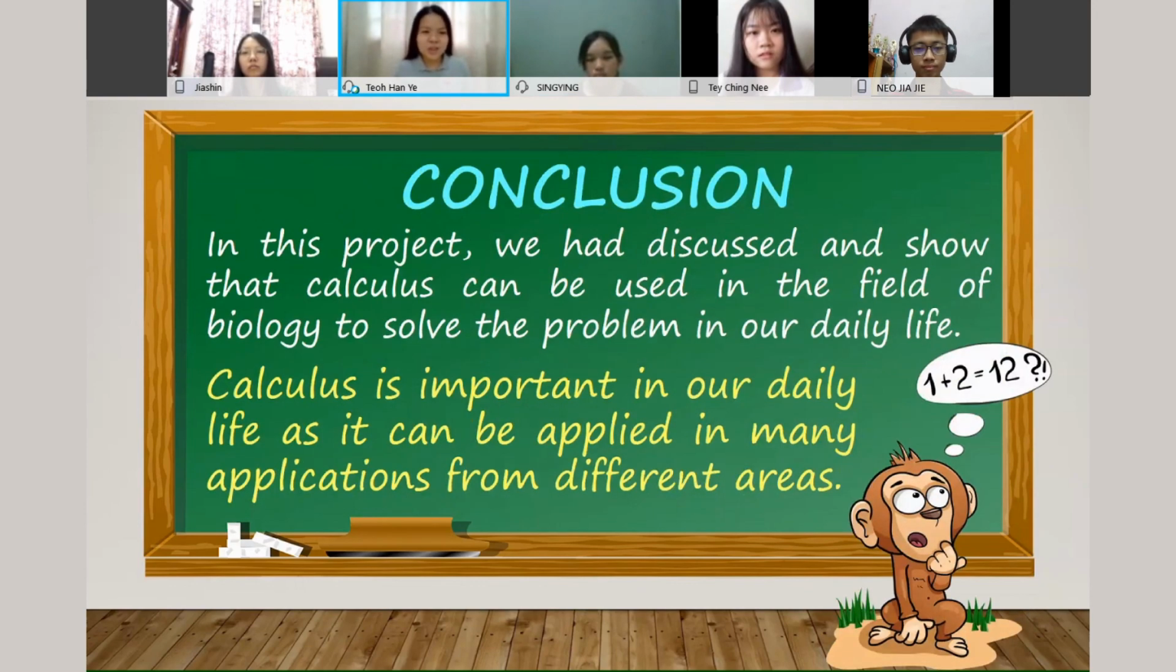So in conclusion, in this project, we have discussed and shown that calculus can be used in the field of biology to solve problems in our daily life. Calculus is important in our real life, as it can be applied in many applications from different areas. So that's all for our presentation.